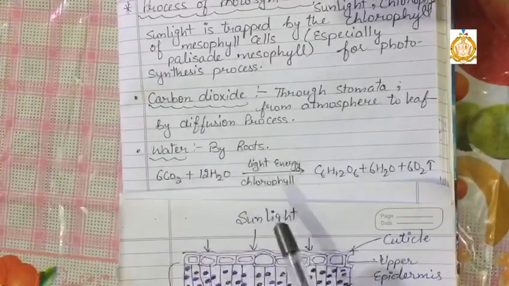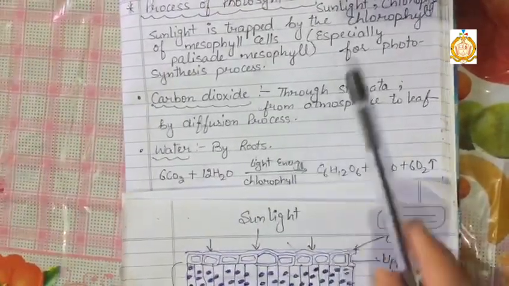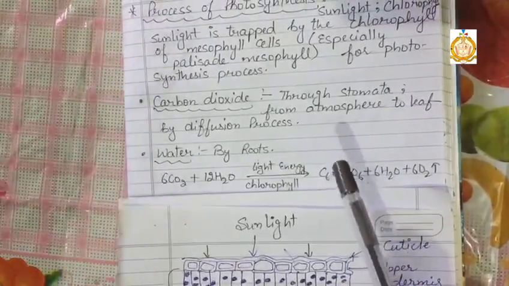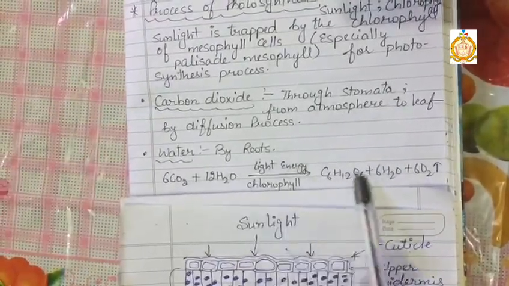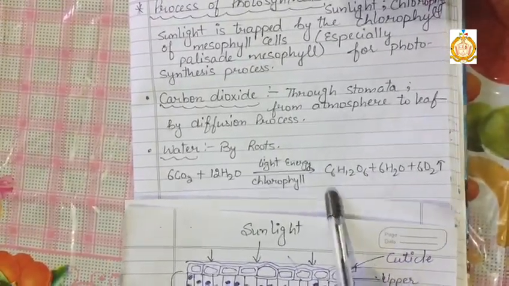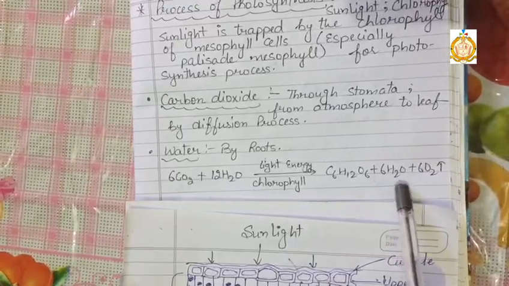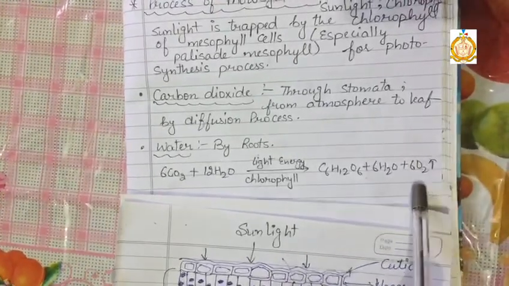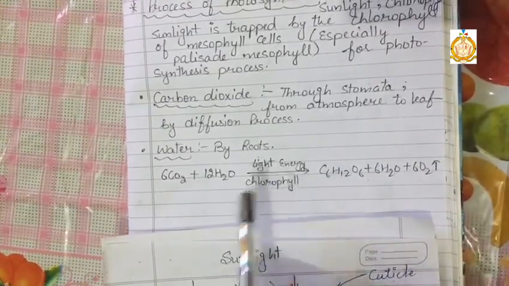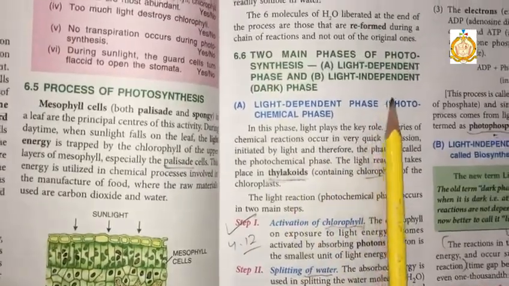Now water is taken up by the roots of the plant, and in that way these reactants come into the plant, and afterward the photosynthesis process takes place, and in this the glucose is formed, and a small amount of water is also released with the oxygen. So this was the photosynthesis process, and this was my topic. Hope you understood.